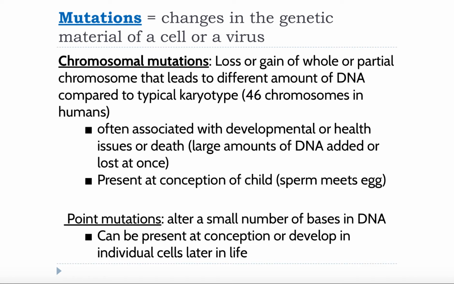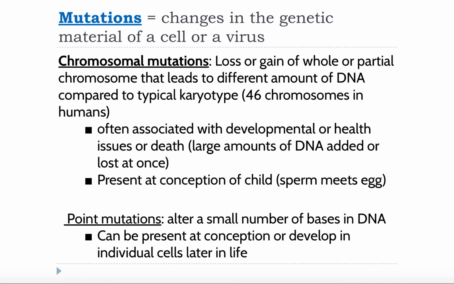Now, there could be very large-scale mutations or smaller-scale mutations. An example of a large-scale mutation is a chromosomal mutation, meaning it affects many genes at once. Chromosomal mutations can be loss or gains of whole or partial chromosomes that lead to different amounts of DNA compared to the typical amount found in an organism, which is known as their karyotype. The normal karyotype of a human is about 46 chromosomes.